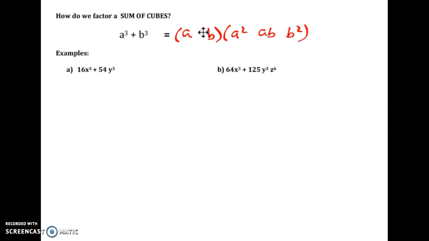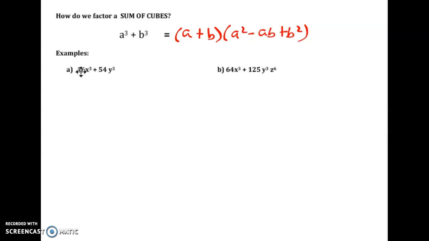So for the signs of this, it's going to be plus, minus, plus. And that is the pattern for sum of cubes. So just like before, we're going to try and take the cube root of both terms, and if we can, then we know it's going to be a perfect cube.